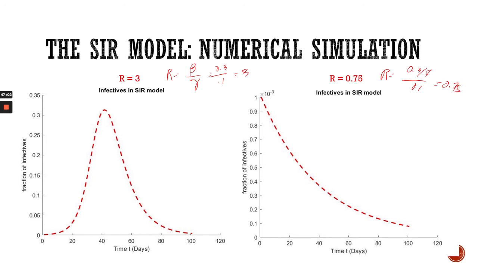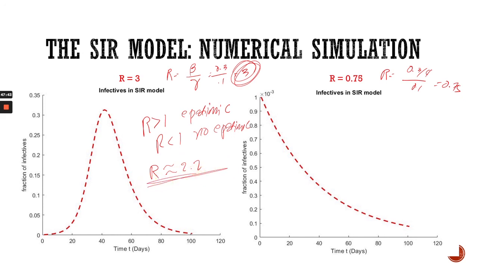So clearly, we can say that there is an epidemic going on if R is 3, and there's no epidemic, or the disease dies out, if R is 0.75. In general terms, if R is greater than 1, there is an epidemic. If R is less than 1, no epidemic. 3 is a very huge number. If you look at the data on coronavirus, R is around 2 point something, 2.2. So it is also an epidemic. The disease spreads a lot.